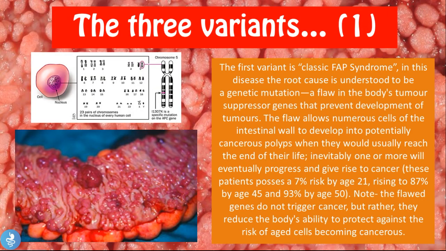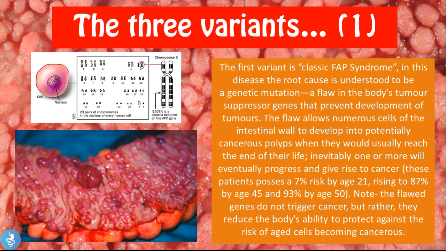So now let's look at those three variants a little more closely. The first variant is classic FAP syndrome. And in this disease, the root cause is understood to be a genetic mutation, which is a flaw in the body's tumor suppressor genes that prevent the development of tumors. The flaw allows numerous cells in the intestinal wall to develop into potentially cancerous polyps when they would usually reach the end of their life. Inevitably, one or more eventually progress and give rise to cancer.